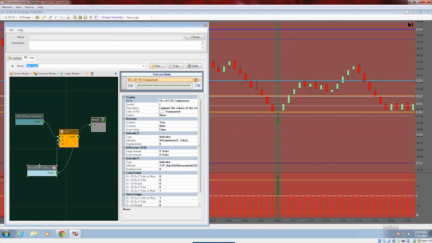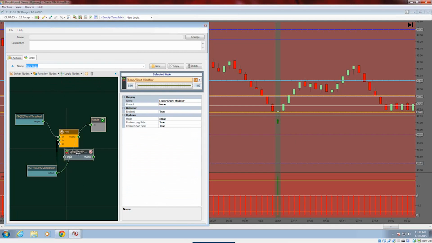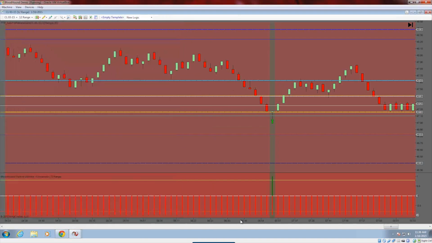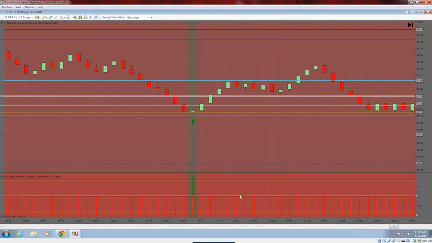I can take this solver and then eliminate all of the bars on which we have only shorts and then all of the bars on which we have only longs, and I can do that with this function node called the long short modifier. So what I want to do is multiply the BloodHound output here. I want to multiply the long output times the short output.